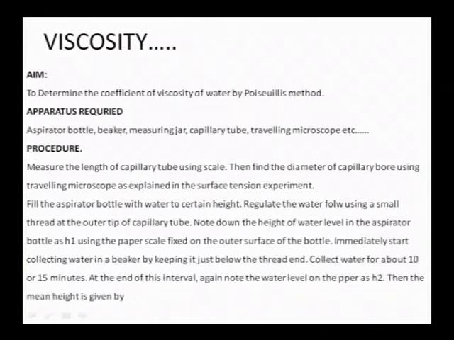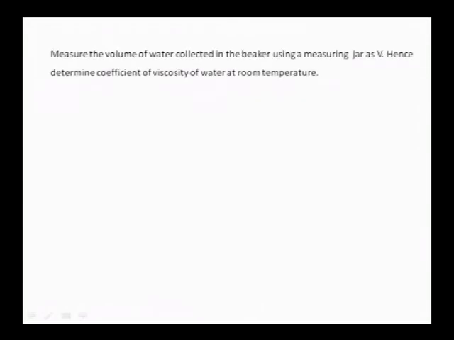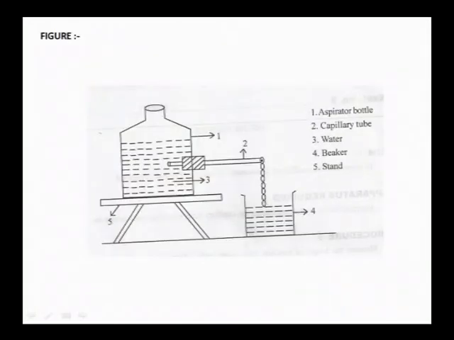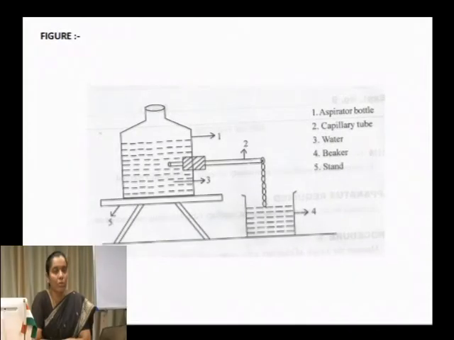So, the apparatus setup of the experiment is shown in this figure. We have an aspirator bottle denoted by 1. A capillary tube is connected to that using a rubber cork, and water is flowing down out of the capillary tube, which is collected in a beaker. The aspirator bottle is placed on a stand, so that it is convenient for us to collect the water flowing out of the capillary tube.